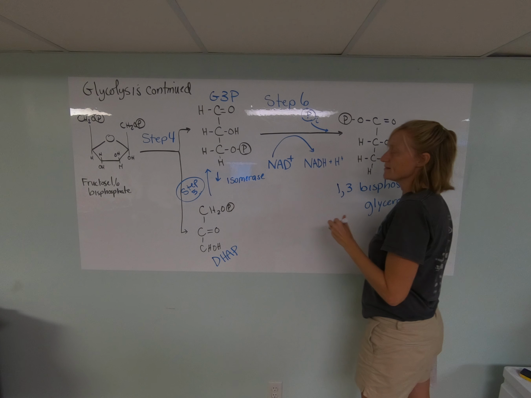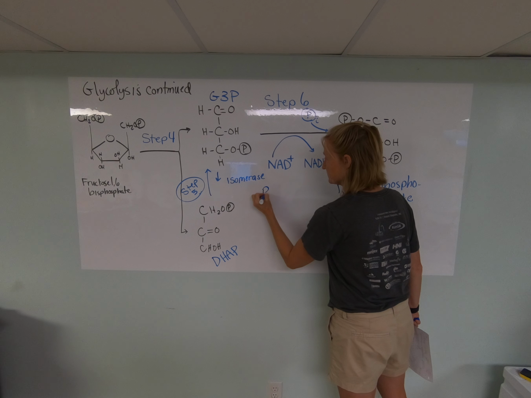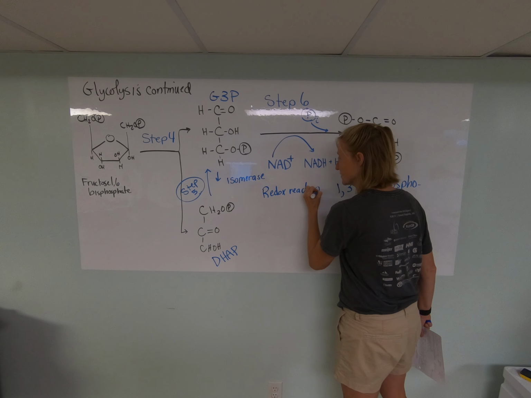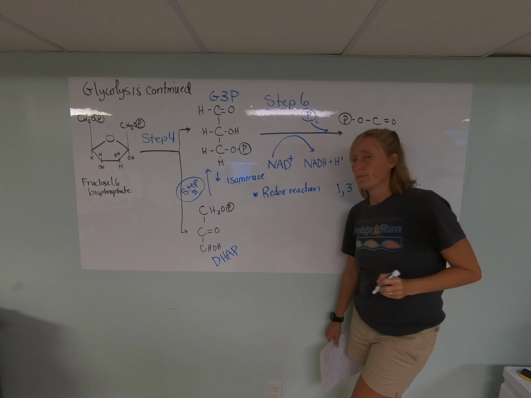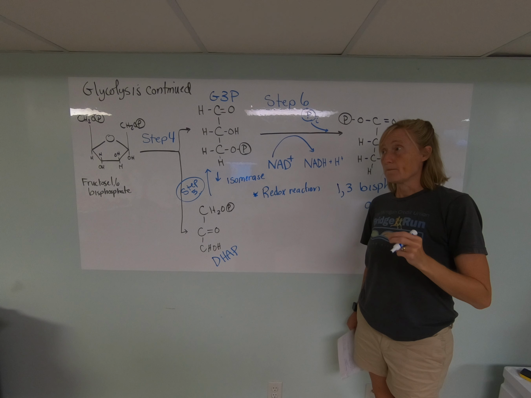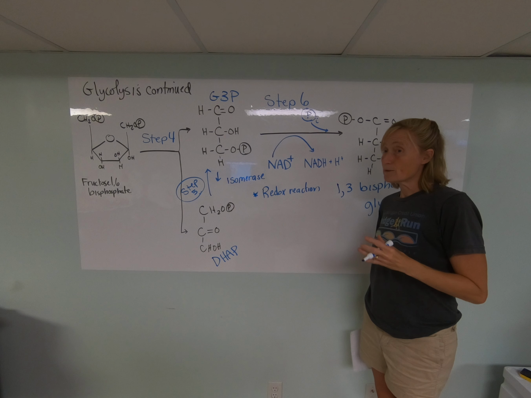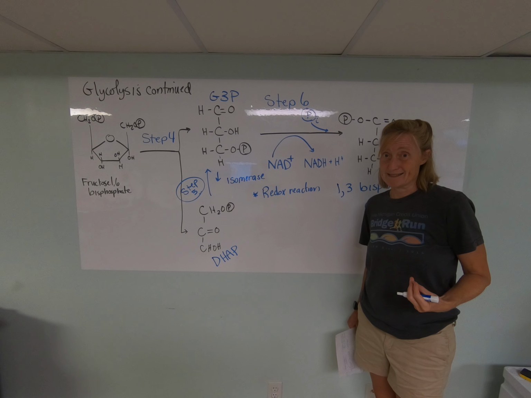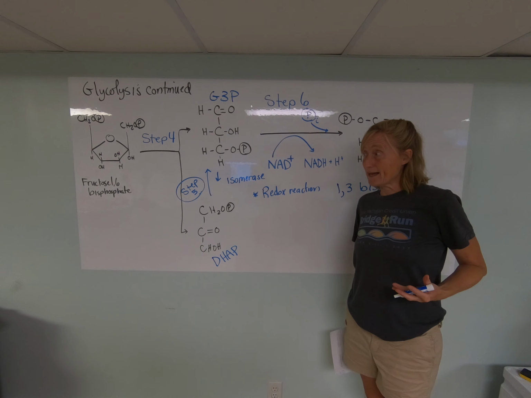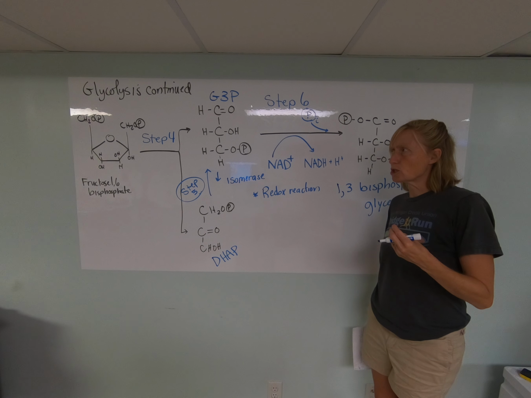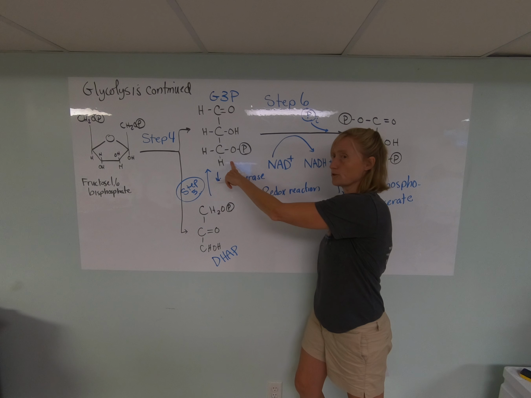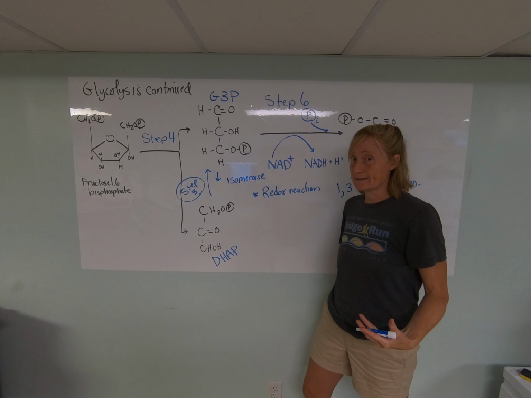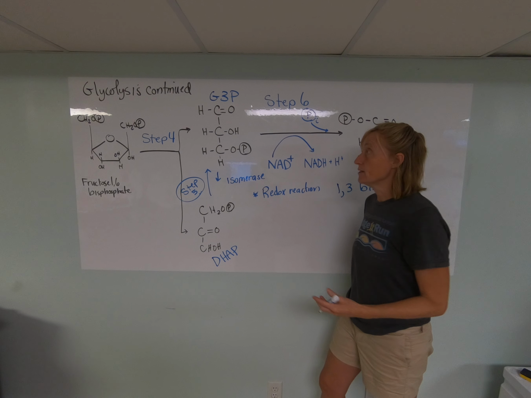What is going on here? This is a redox reaction. It's our first one. Remember, in a redox reaction, one of the reactants loses electrons and one of them gains electrons. And in this process of glycolysis, we expect glucose, or what's left of glucose, to be oxidized, to lose electrons. And that's what happens in this step.